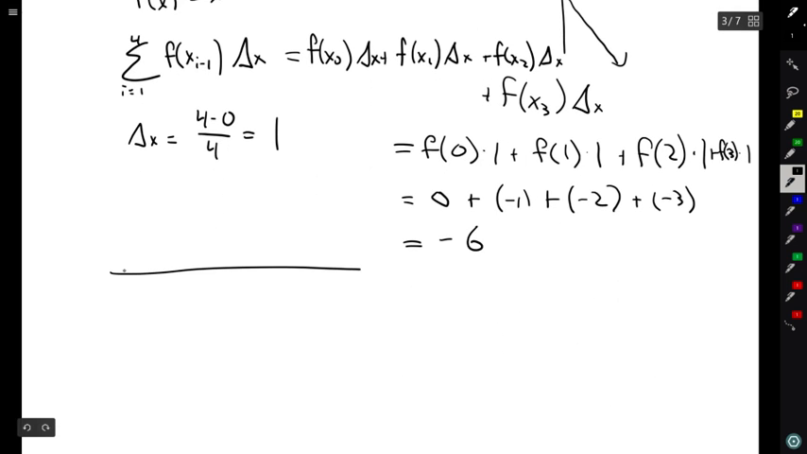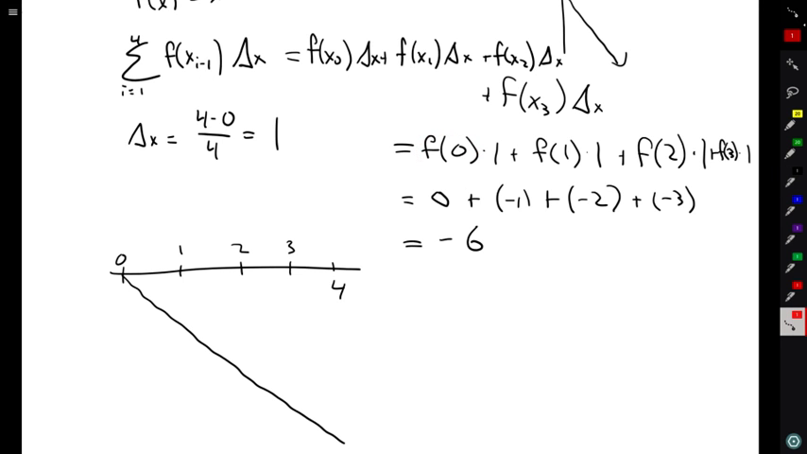And so we're taking this interval from 0 to 4, and we're again splitting it up into these 4 pieces here. The height of each rectangle is determined, again, by f of the left endpoint, since we're doing a left approximation here. And so this first rectangle has height 0.